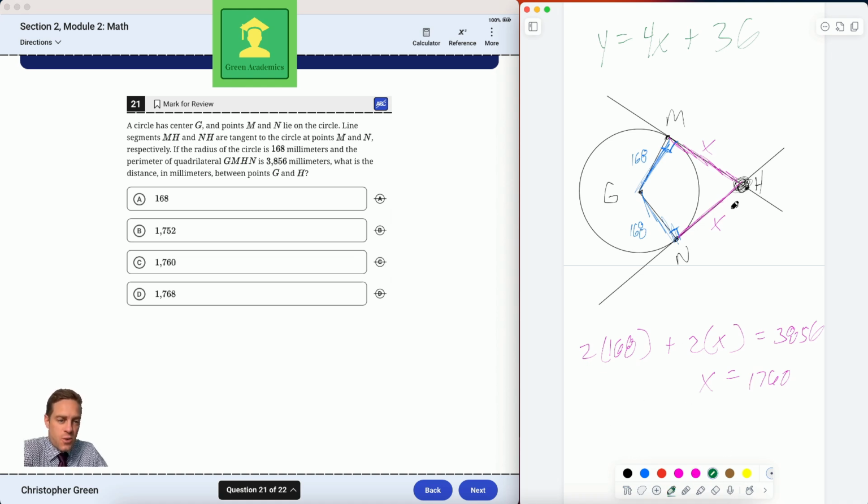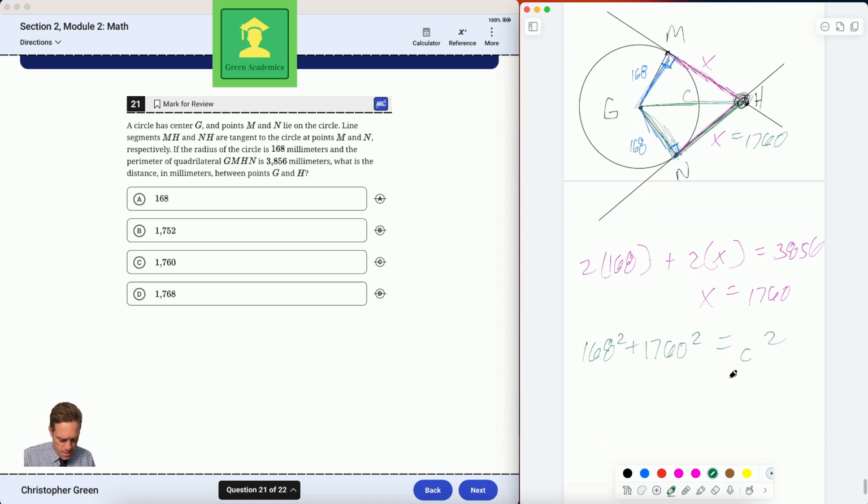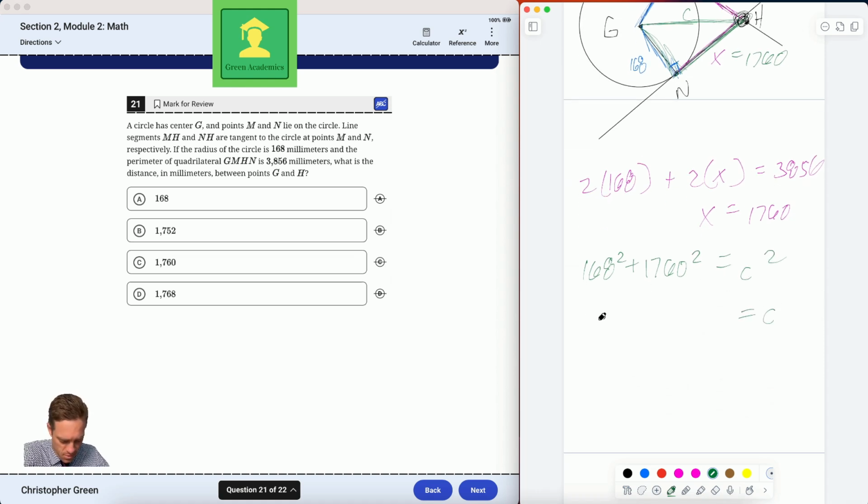So you end up with a right triangle, right? You end up with finding the hypotenuse of this right triangle, where this is 1760. So it's 168 squared plus 1760 squared is c squared, where c is what you're looking for. So c squared equals 3125824, and the square root of that is 1768.